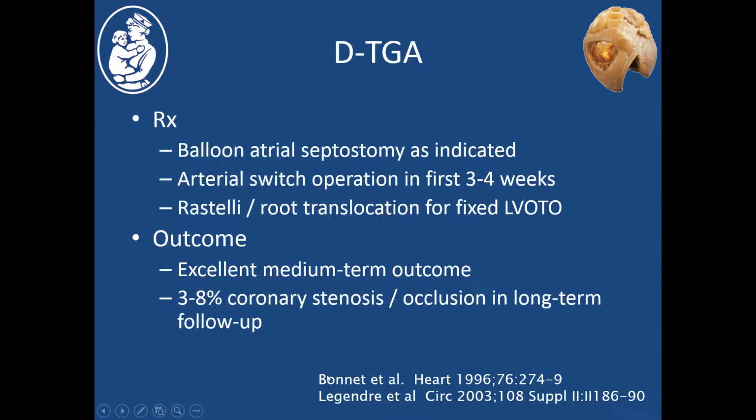Some patients with fixed left ventricular outflow tract obstruction are more amenable to either a Rastelli type of repair or a root translocation with a conduit from right ventricle to pulmonary artery. This depends on the exact anatomy of the outflow tract and really has to be decided largely on a case-by-case basis. The outcome for simple arterial switch operation is very good, both medium and more long-term as well.